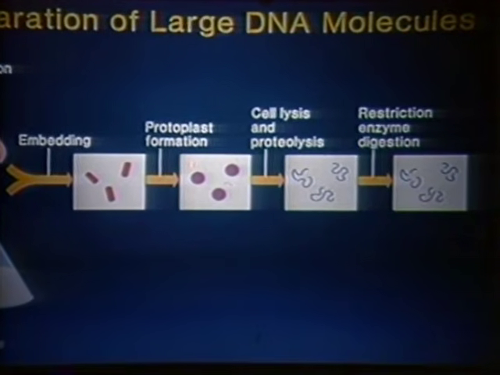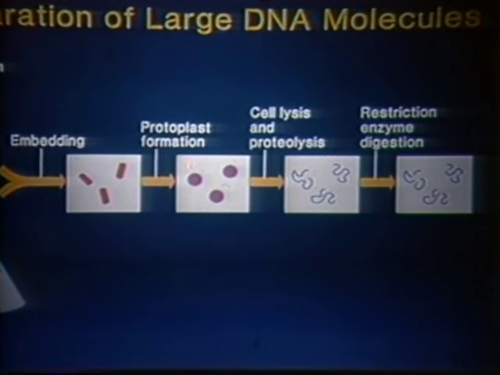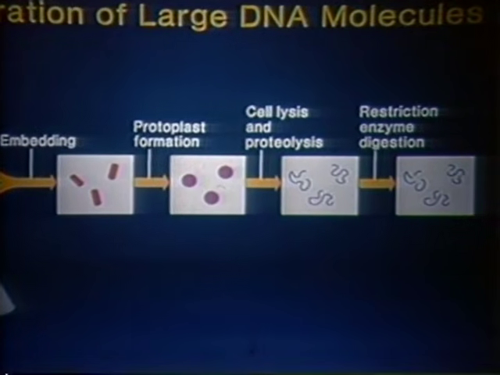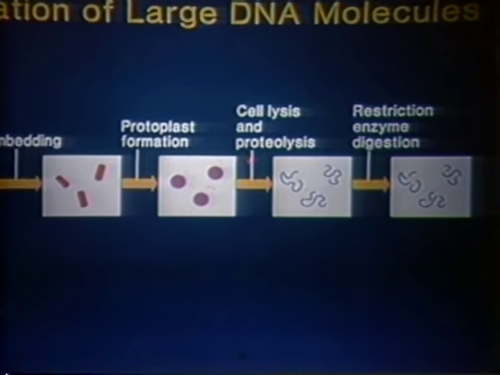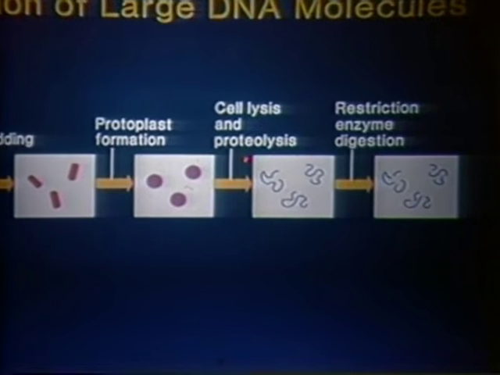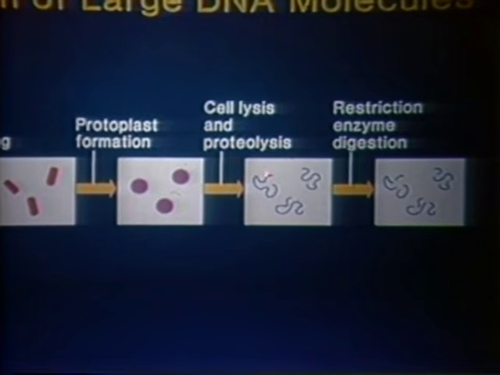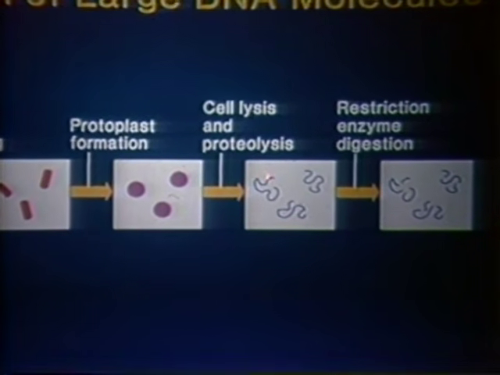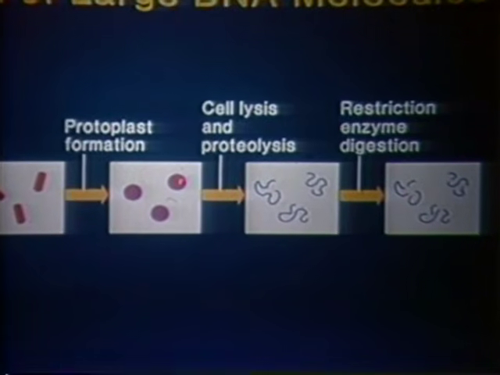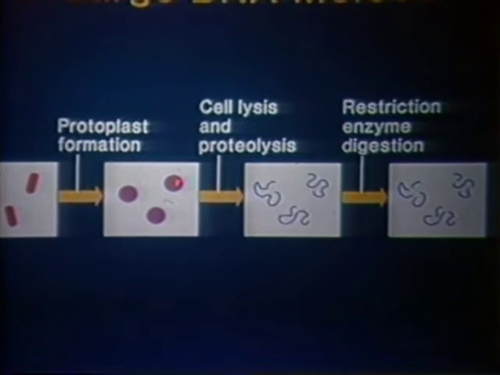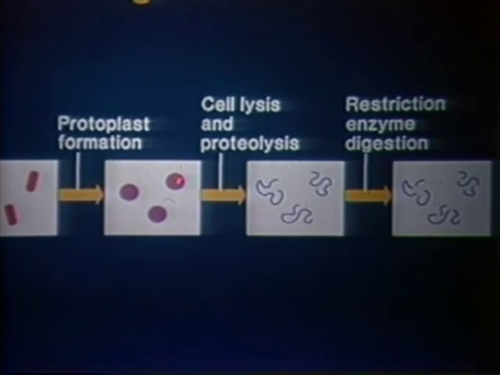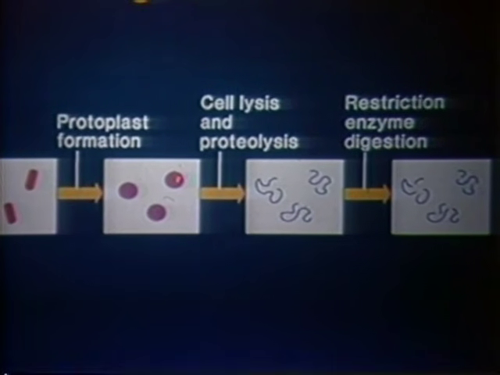We would then lyse these protoplasts with high salt and detergent, and then diffuse in various proteinases and ribonucleases to digest proteins, digest RNA, until finally what's left is intact chromosomal DNA molecules sitting in the holes where the cells used to be. Now, this turns out to be an exceptionally convenient and effective procedure.